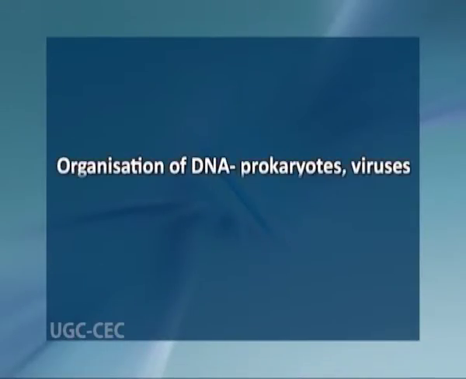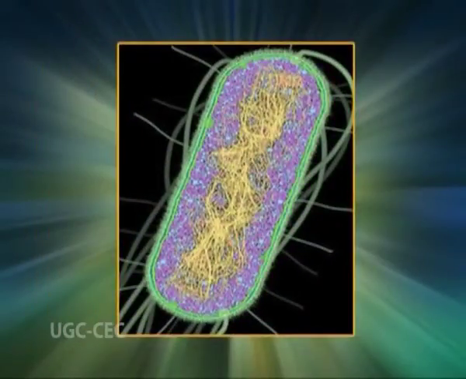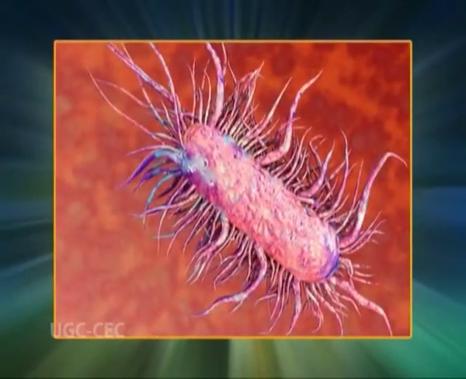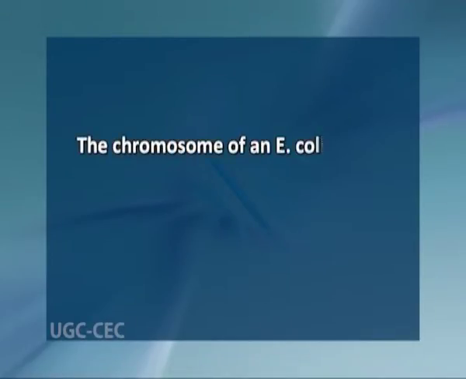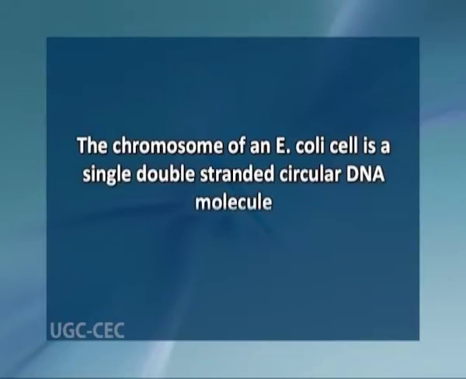Our second objective is organization of DNA in prokaryotes, viruses, and eukaryotes. Organization of DNA in bacteria. A single E. coli cell contains almost 100 times as much DNA as a bacteriophage particle. The chromosome of an E. coli cell is a single double-stranded circular DNA molecule.